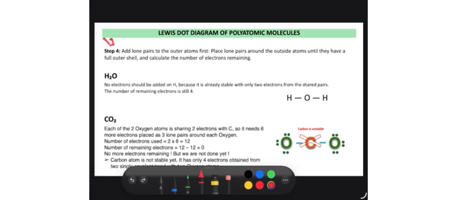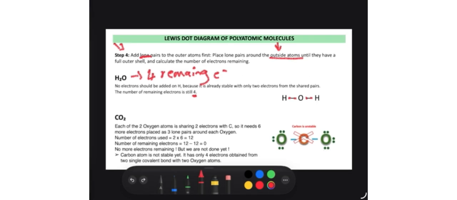In step 4, we have to add the lone pairs around the atoms. First of all, we have to place the lone pairs around the outside atoms, and we calculate again the number of electrons remaining. For H2O, we know that we have 4 remaining electrons, but we cannot put any electron on the outer atoms because H is already stable, so the number of remaining electrons is still 4. Step 4 is done for H2O. Now let's talk about CO2.